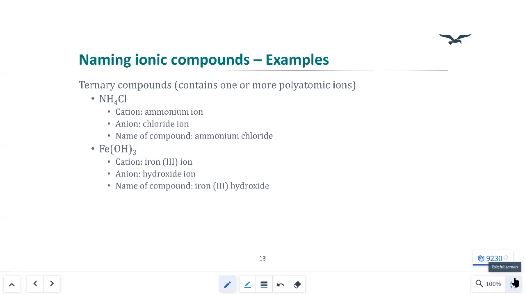For Fe(OH)3, I've got to recognize two things here. First of all, I need to recognize that iron is a transition metal. Transition metals are going to have variable charges, and so I'm going to have to put a Roman numeral on it. And so that's your general rule of thumb. If it is a transition metal, it's going to have one of these Roman numerals on it.